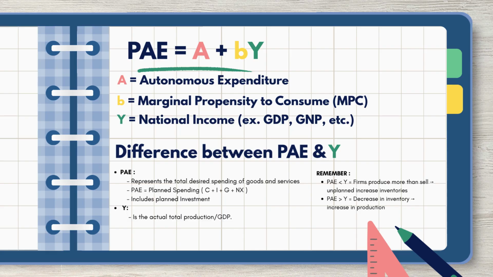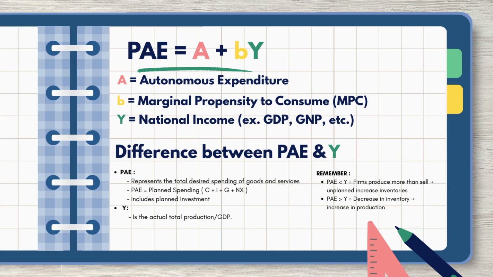The difference between planned aggregate expenditure and actual aggregate expenditure is that planned aggregate expenditure represents the total desired spending of goods and services. So the PAE stands for planned spending in consumption, investment, government spending, and net exports, and it also includes planned investment. Whereas actual aggregate expenditure, or Y, is the actual total production, or GDP.